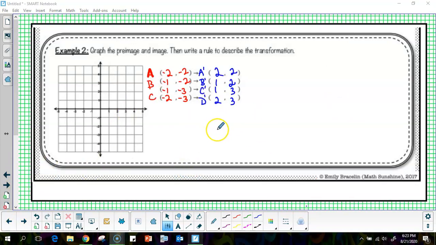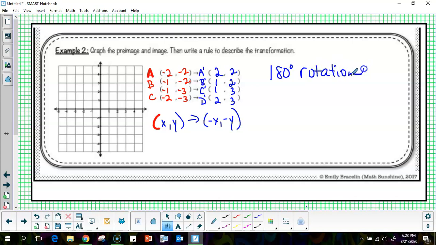So for this one, I'm not going to graph these. I'll let you graph them. I want to see, can we tell just by looking at the points what type of transformation has occurred? So we have A is (negative 2, negative 2), A prime (2, 2). That doesn't tell me much because they're the same numbers, just positive and negative. We have (negative 1, negative 2), (1, 2). Okay, so this is x, y, and then opposite of x, opposite of y, which tells me this is a 180-degree rotation. So you can graph these if you want, but we can tell just by looking at the ordered pairs what has happened.